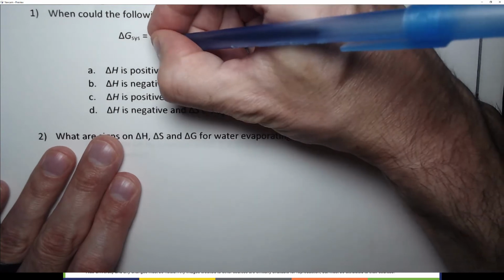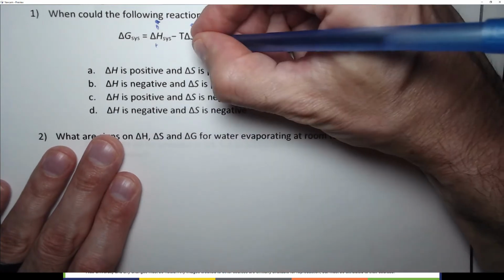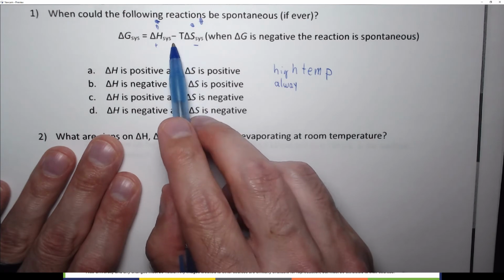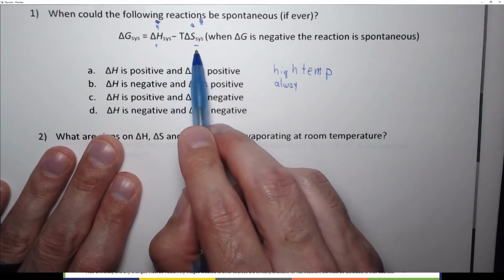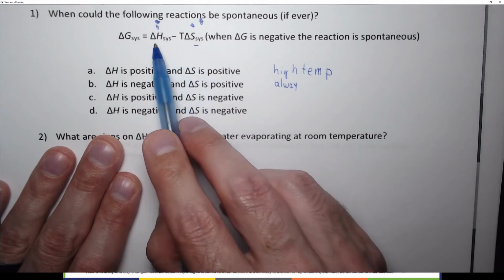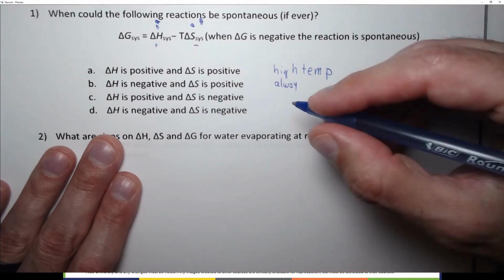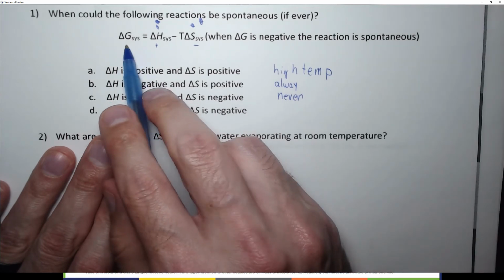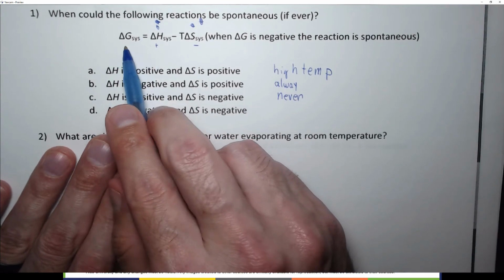Delta H is a positive and delta S is a negative. We now have a plus another positive because we have a negative times a negative. So a plus minus a negative is going to be a plus plus a plus. This is never going to be spontaneous because delta G will always be a positive value.